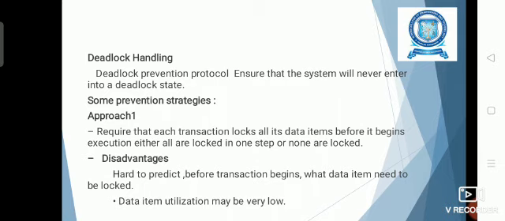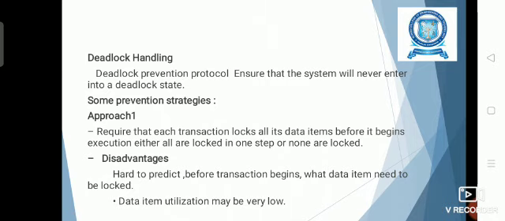In many transaction cases, some of the data items will be needed only during the execution of some operations. So before starting the execution, we can't predict what all the necessary data items are that have to be locked. This is the problem with this approach.